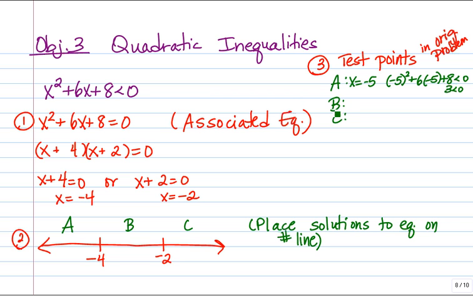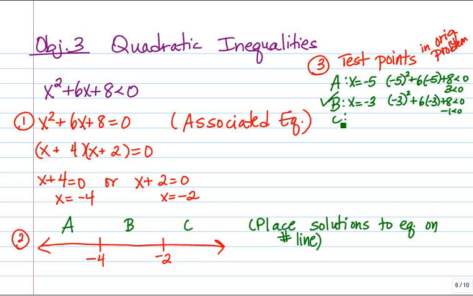What about region B, between -4 and -2? Like -3 is the only integer value there. If you had two consecutive integers, like if that was -2 and that was -3, you'd have to use like -2.5 or some decimal form. If x is equal to -3, when we plug in, we get -3 squared plus 6 times -3 plus 8. Is that less than 0? See, that's 9, minus 18 is -9, plus 8 is -1, and -1 is less than 0. So region B so far checks.